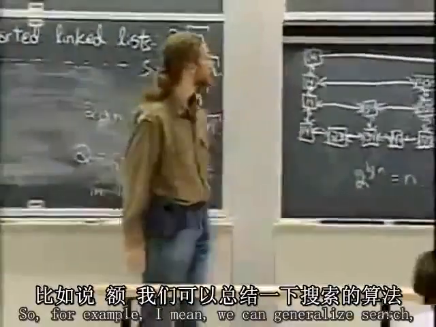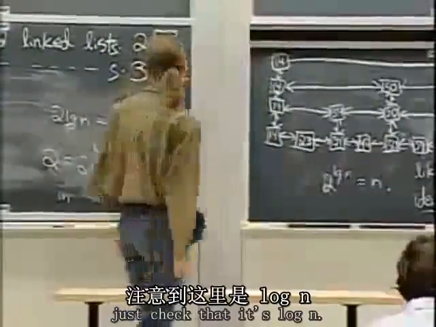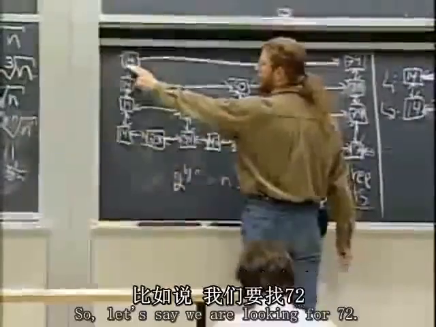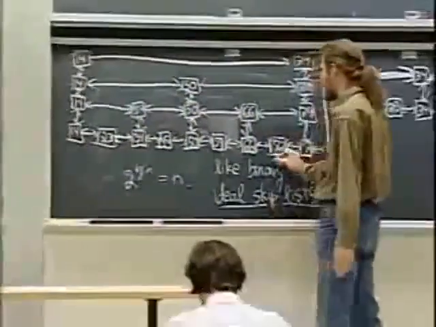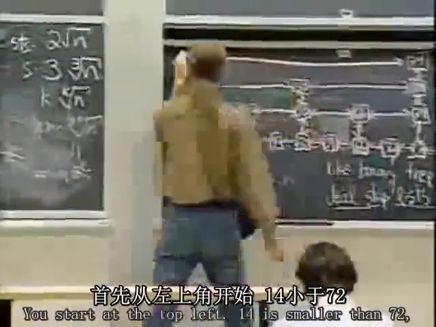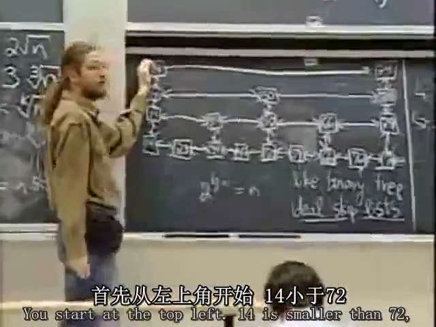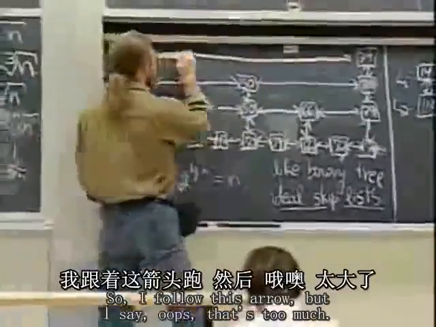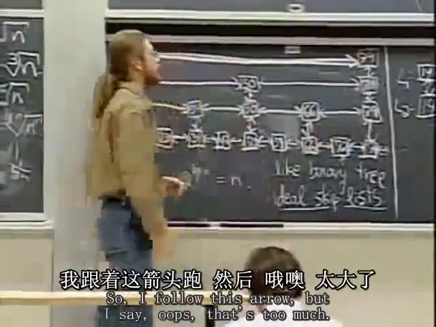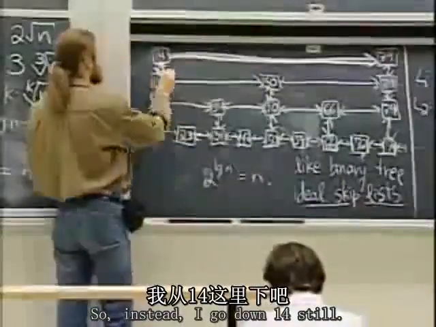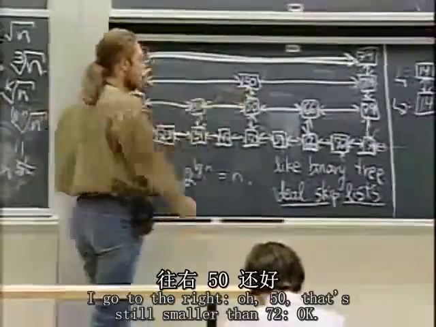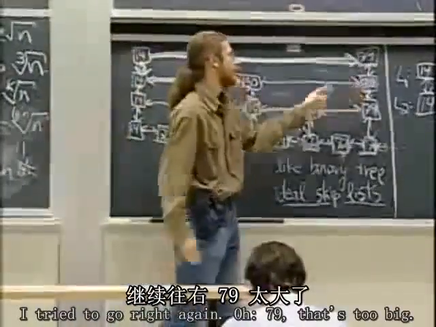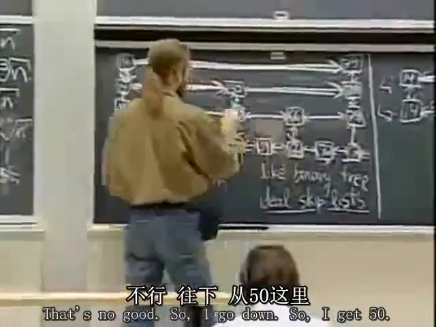So, we can generalize search. Just check that it's log n. The search procedure is you start at the top left. Let's say we're looking for 72. 14 is smaller than 72, so I try to go right. Oh, 79 is too big. So I follow this arrow, but I say, oops, that's too much. So instead I go down. 14 still. I go to the right. Oh, 50, that's still smaller than 72. Okay, I try to go right again. Oh, 79, that's too big. So that's no good. So I go down.